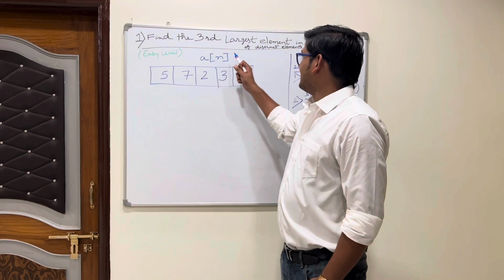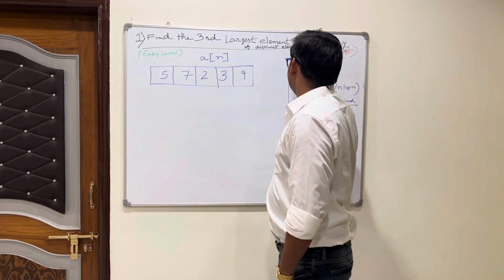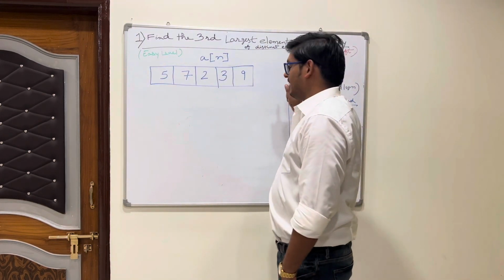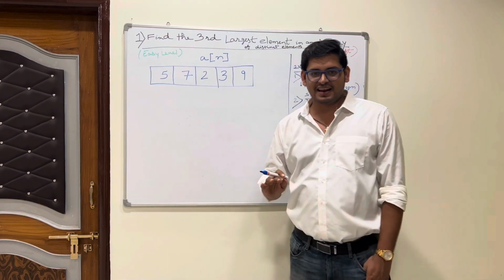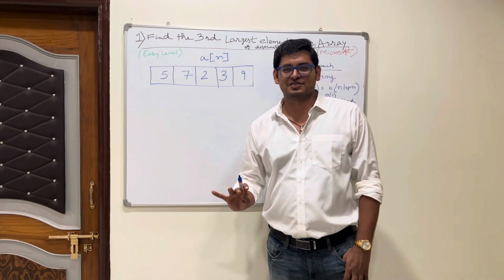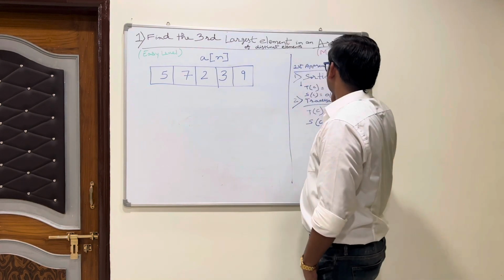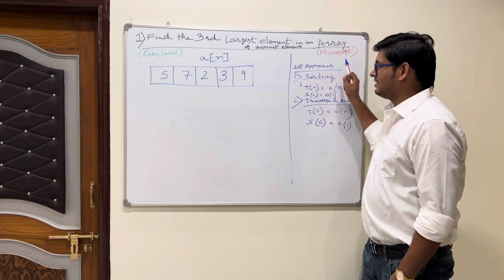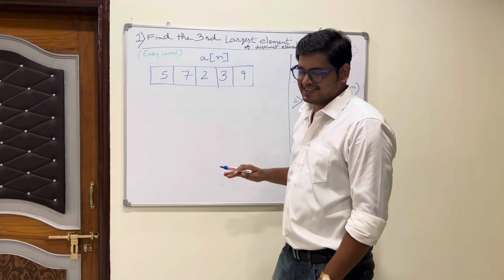Today we are going to start the placement series, the problem solving series, and this is the first question that we are going to solve. This is from the topic array. We'll be starting with array and then we'll be going till dynamic programming, and we'll be solving 200 questions. This question has been asked in Microsoft and the difficulty level is easy.